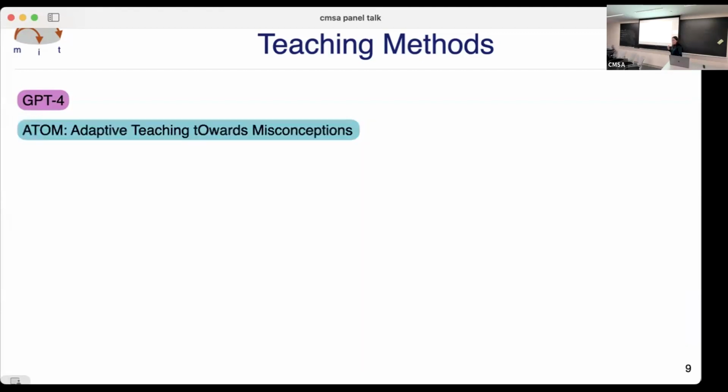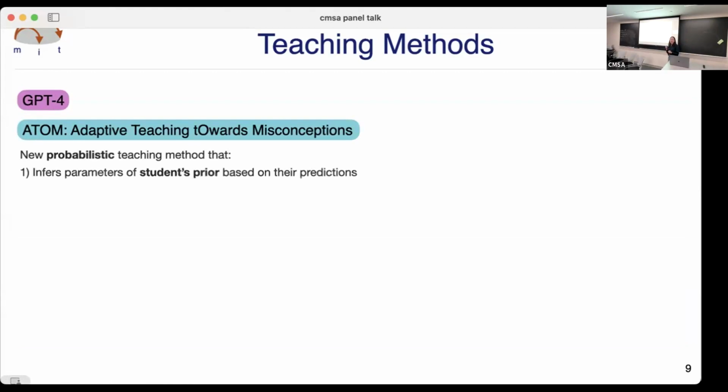And then the second teacher that we evaluate is something called ADAM, which stands for Adaptive Teaching Towards Misconception. So this is a new probabilistic teaching method that we introduced. And again, I'm not going to go into details here. Didn't want to throw math on this slide, but details are in the paper about how exactly it works. But it has 2 key parts. The first part infers the parameters of the student's prior belief, so the distribution over the concept space for the Bayesian students, based on the predictions that the teacher sees throughout the teaching interaction. And then the second part, based on these inferred prior beliefs, selects teaching examples that would maximize the student's new belief in the true target concept, like the true procedure for doing fraction arithmetic.